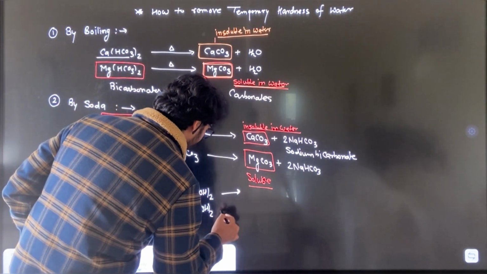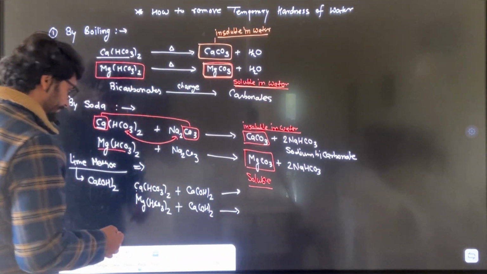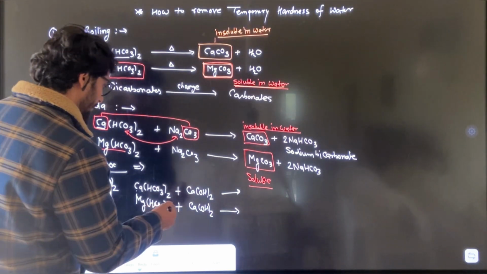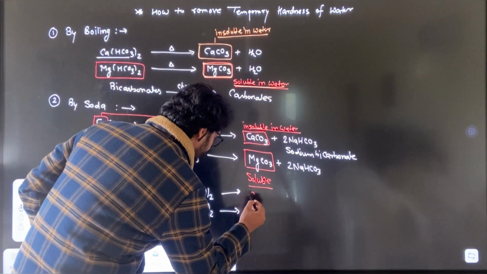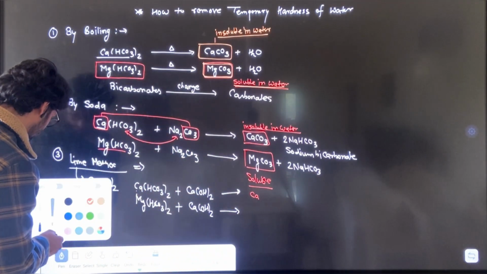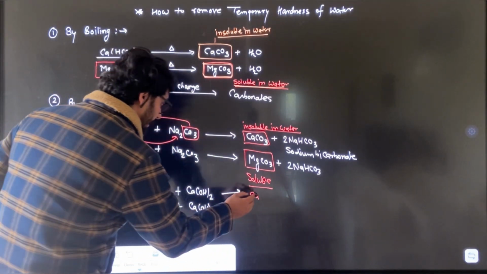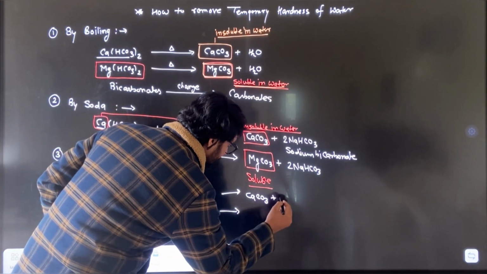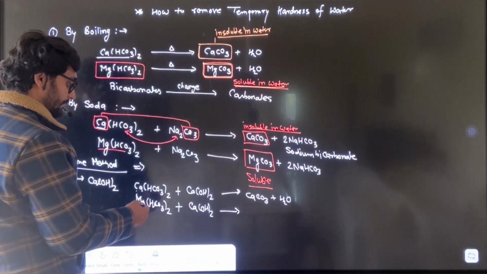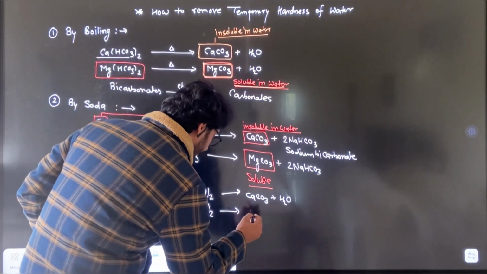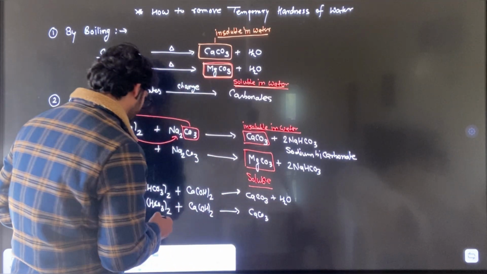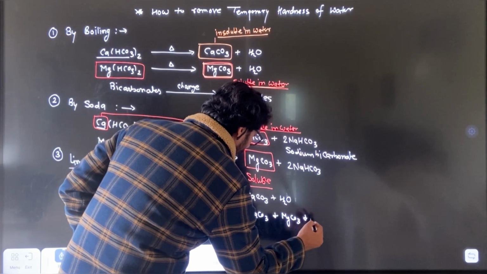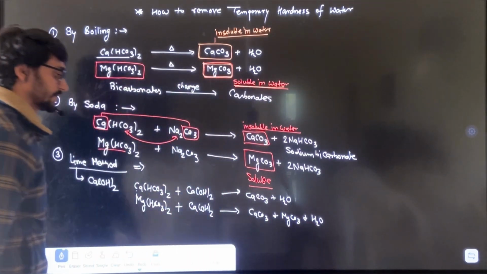they form the product calcium carbonate and some amount of water as a side product. In the case of magnesium bicarbonate, they form calcium carbonate as well as magnesium carbonate and some amount of water.